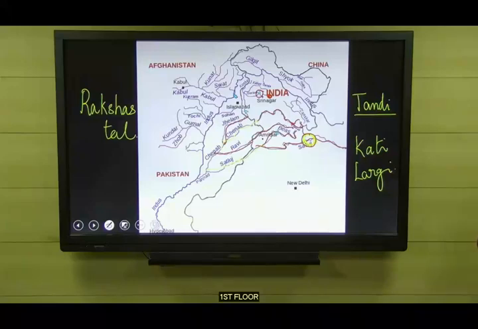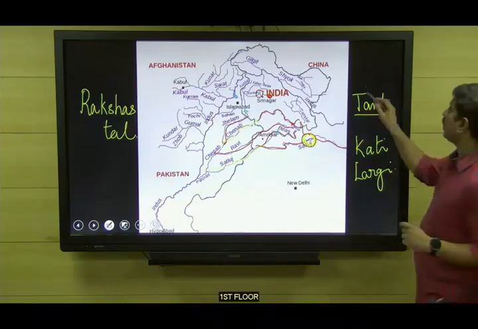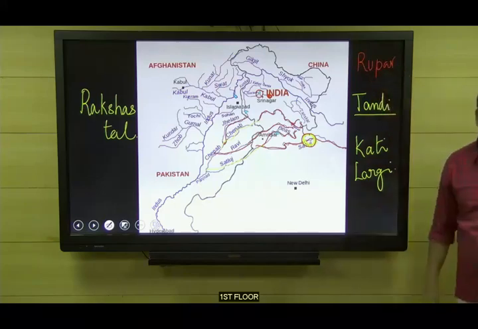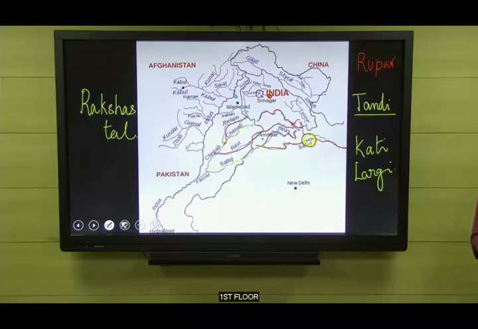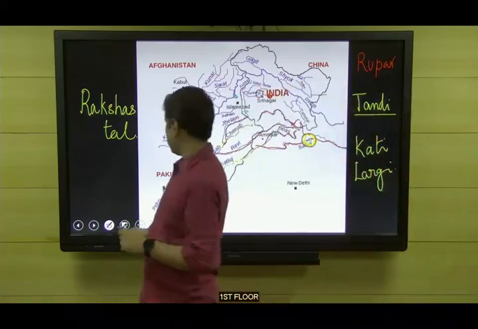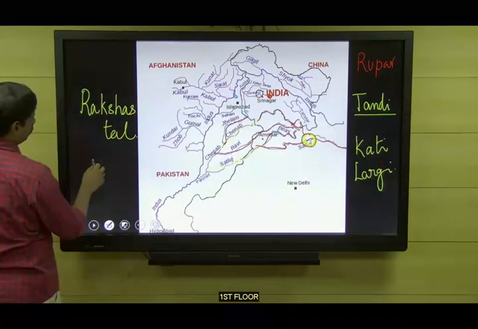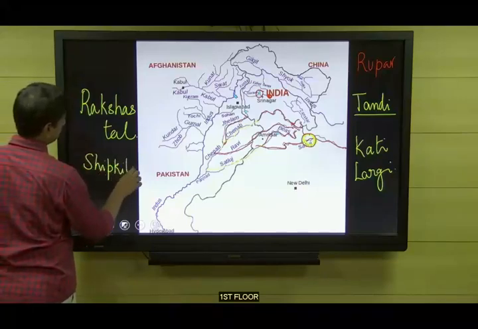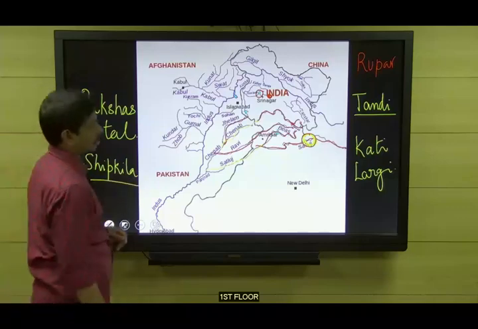The place is Rupar, R-U-P-A-R, where the gorge is formed. And the pass through which it enters is Shipkila. Sutlej enters into India through the pass known as Shipkila Pass.